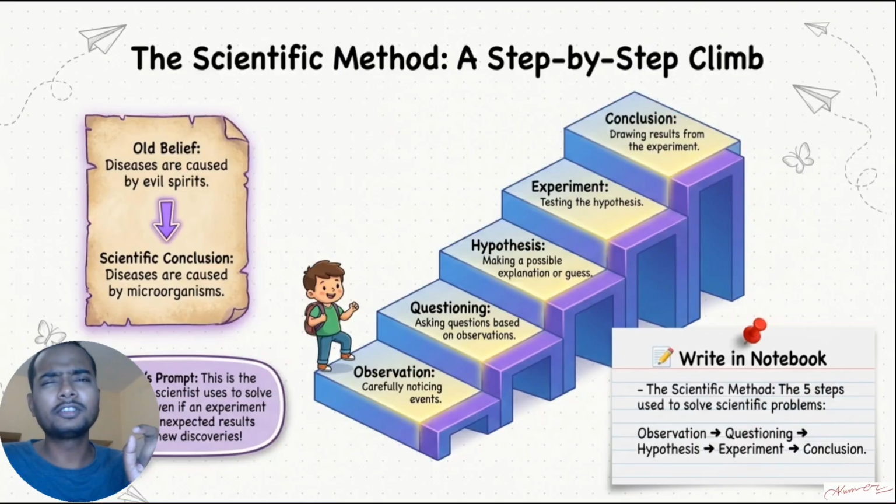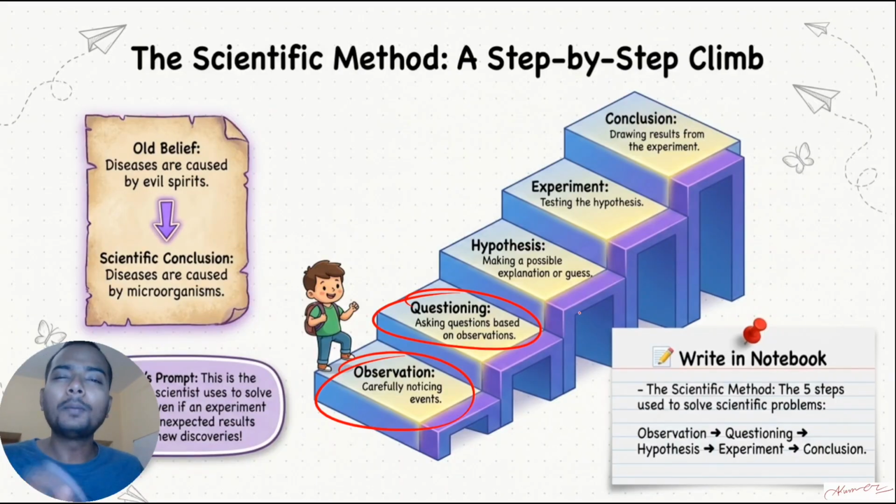You can observe a lot of very small incidents around you. The working of the fan in your home, how your refrigerator works, how the AC works. In the daytime there is sunlight, in the nighttime there is no sunlight, why is it so? So there are a lot of questions that you can create. So that's what the next step is, the questioning. And that will come only when you observe.